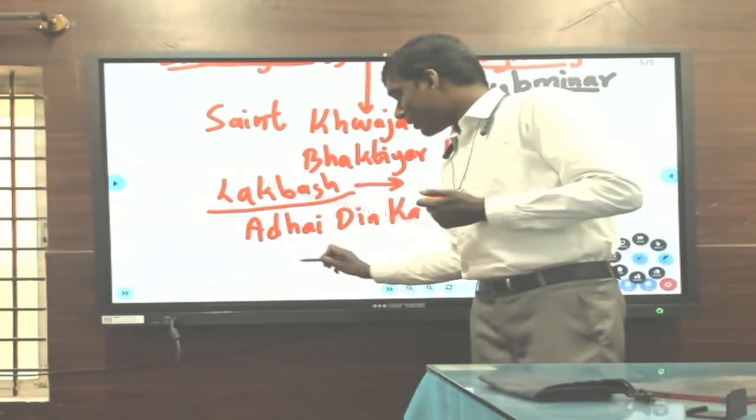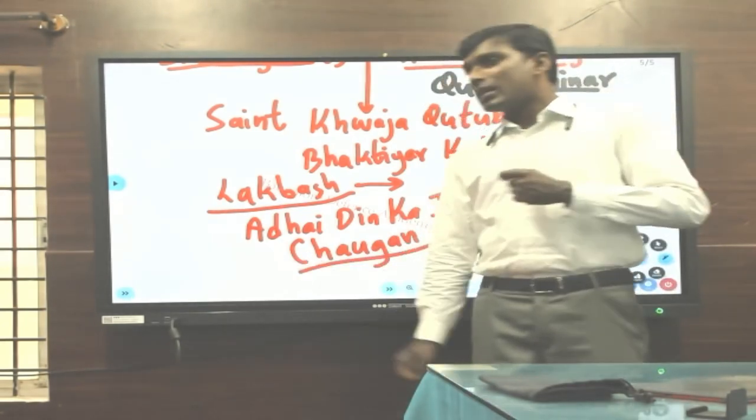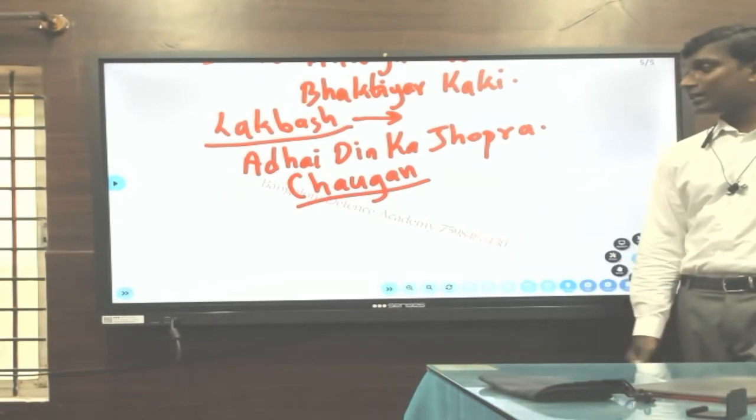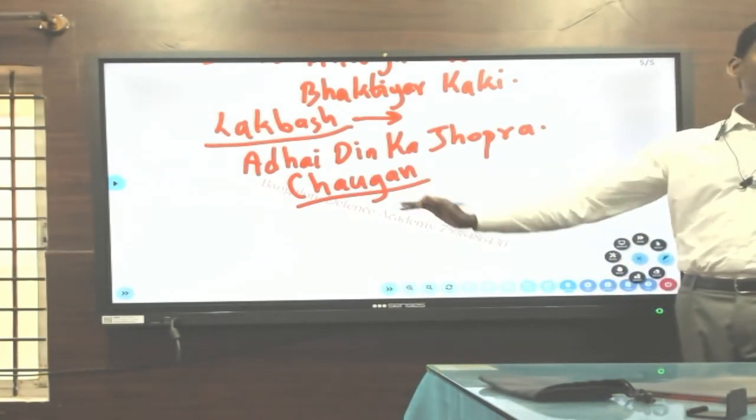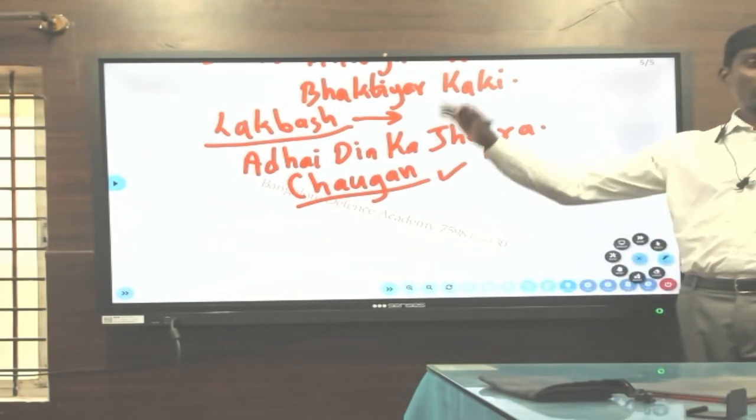Now, why am I telling you this story? Because in the exam, they may ask you a question: which king died while playing chowgan? What is the answer? Qutubuddin. Which king died from the fall of the horse? Answer is? Qutubuddin. Okay, so this is the question expected from this.